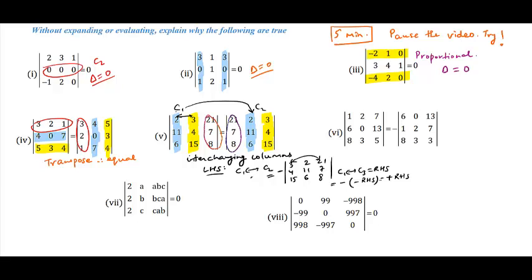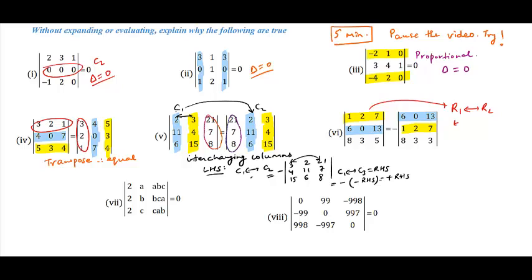Now we move to the next one. Now in the next one again, the observation is that you have 1, 2, 7, 1, 2, 7, and you have 6, 0, 13, 6, 0, 13. So that clearly suggests that we are simply interchanging. In the left hand side, we are interchanging row 1 with row 2.